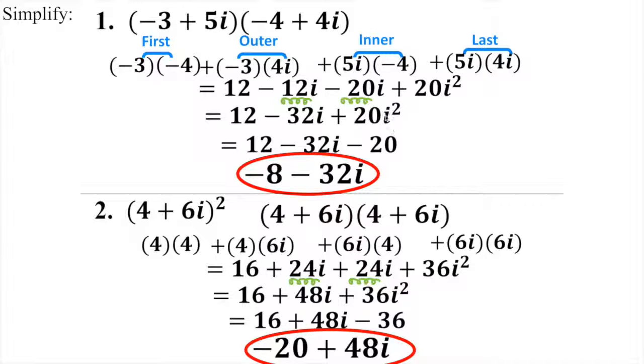On both of these, I skipped one step just because I didn't have room. Remember i squared is -1. That's where our -20 came from. And down here, i squared is -1. That's where our -36 came from.